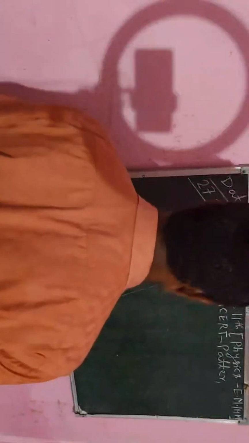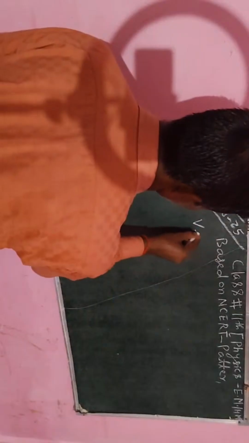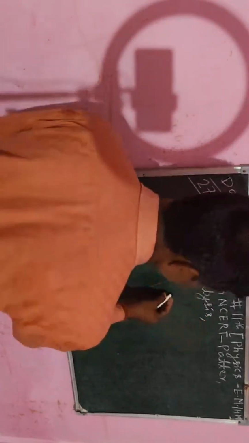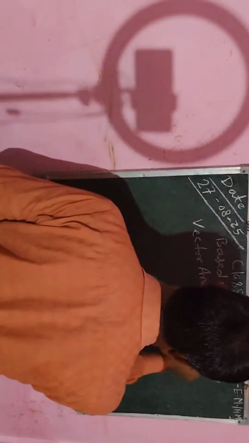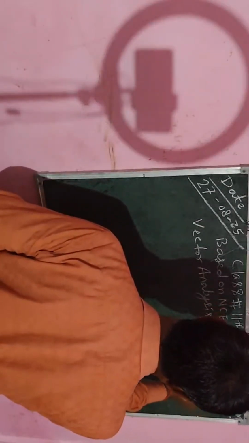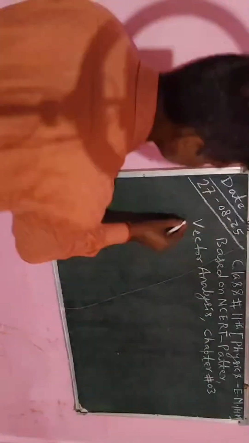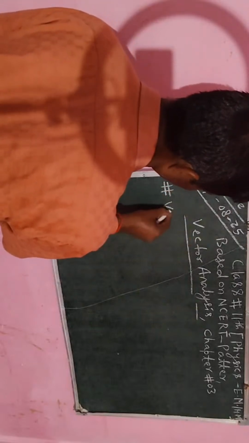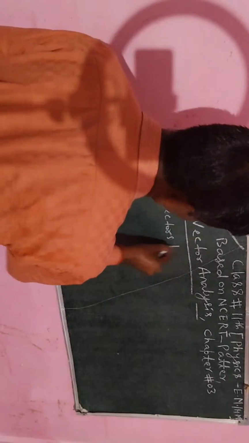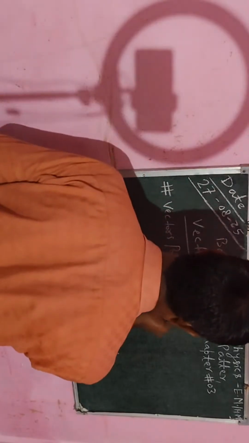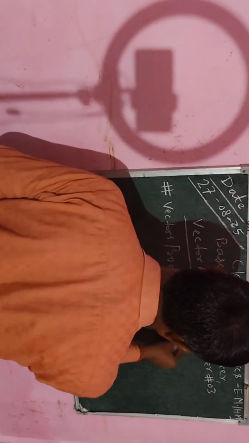Now here I will explain the chapter vector analysis, and this is chapter number 3. I have to write here the topic. In this chapter I have to explain the cross product, the vector product. Vector product or cross product.